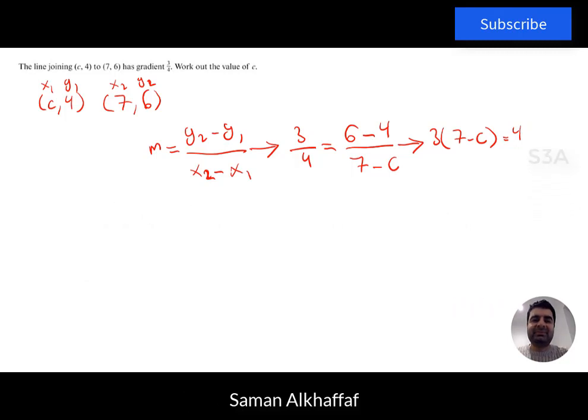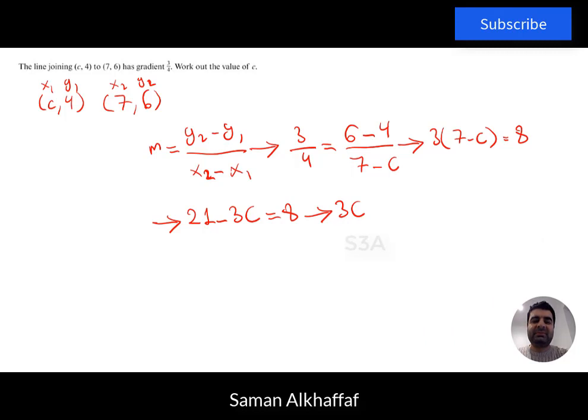So 4 multiplied by 2 will give us 8. Now we'll try to simplify this expression further, so that would give us 21 minus 3c equals 8. We move the 3c to one side, and we move the 8 to the other side, so that will be taken away.